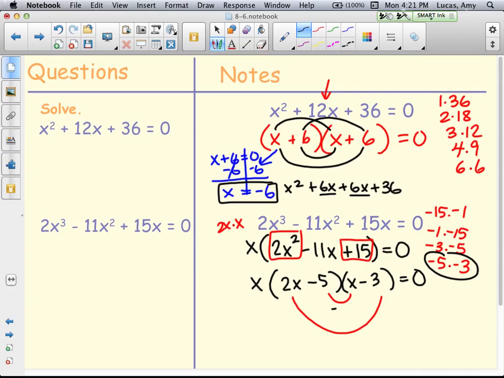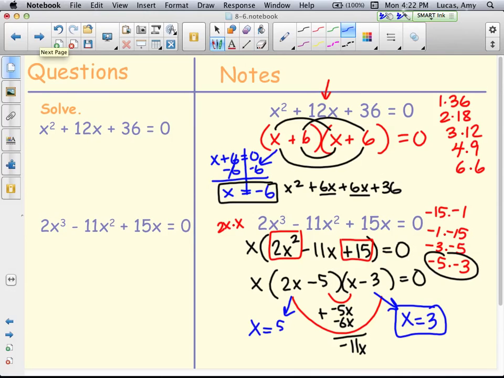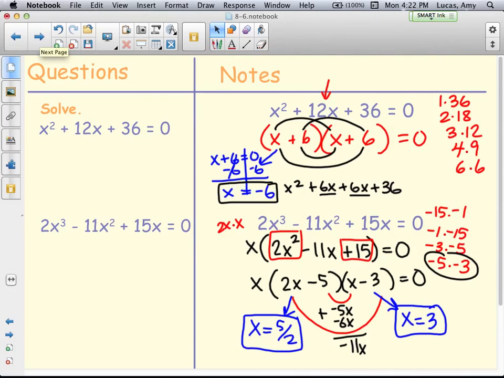So my inside product is negative 5x. My outside is negative 6x. So they would add to negative 11x. Perfect. Then I can solve for my zeros. This one is just going to be a positive 3. And then this one, if I set it equal to 0, if you've got the hang of this, it's going to be a positive 5, but then divided by 2. So 5 halves.